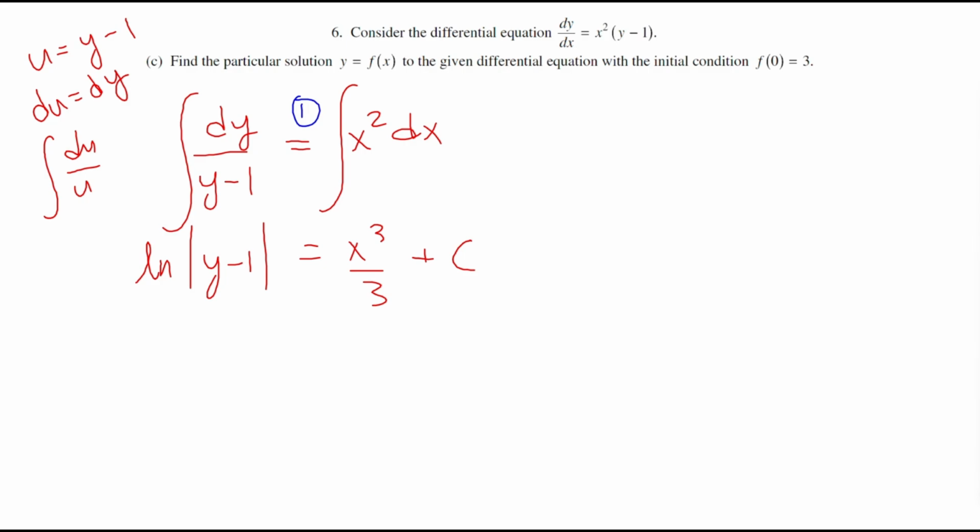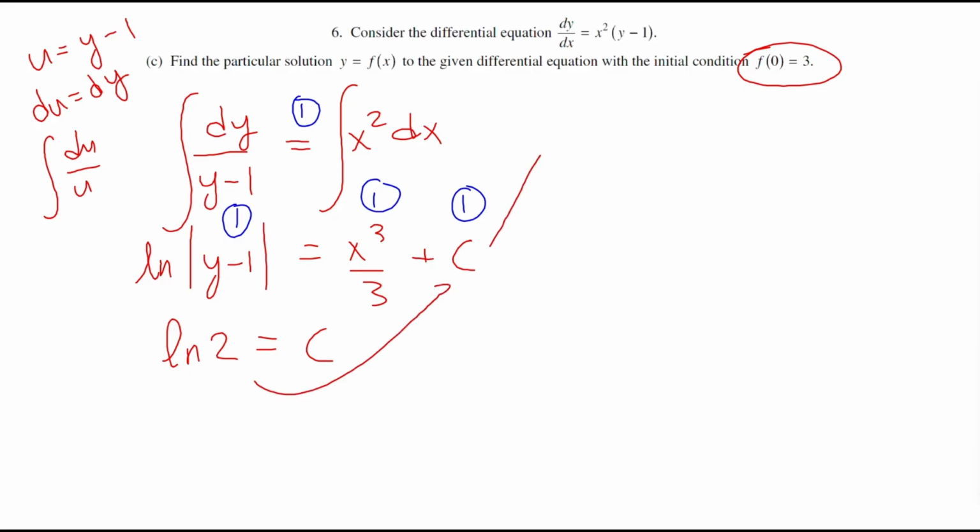Now, we'll give ourselves our points here. We actually got 3 points here: 1 for this antiderivative, 1 for this antiderivative, and 1 for just writing plus c. You can get your next point by solving for the constant using your initial condition that when x is 0, y is 3. So that gives us natural log 2 equals 0 plus c, or a constant of ln 2.